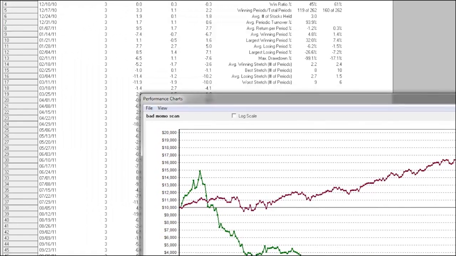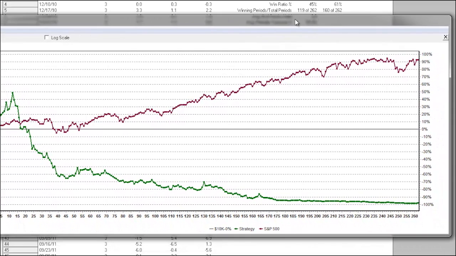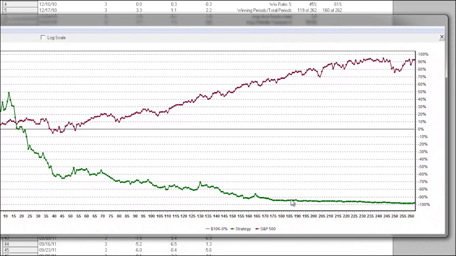And here we go. Our back test is done. And you can see, wow, the green line down here represents our system returns. The orange or maroon line up here is the S&P 500. And we are down to just about nothing in our account after 5 years of trading this momentum system based on price momentum alone.